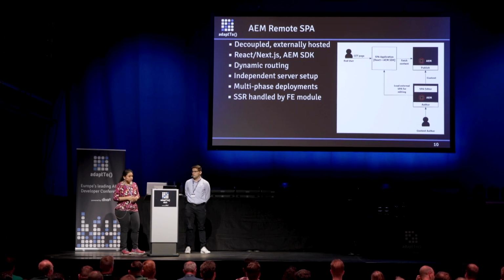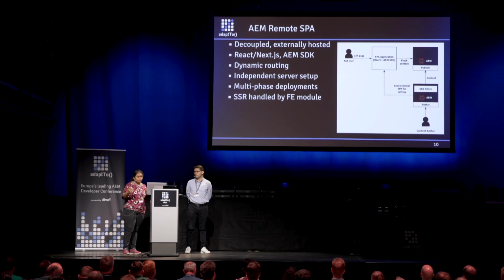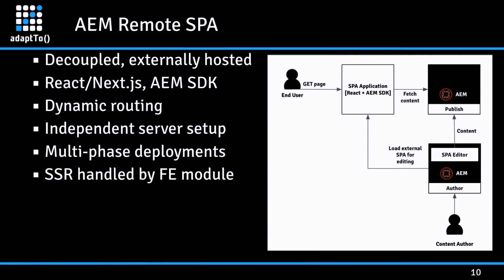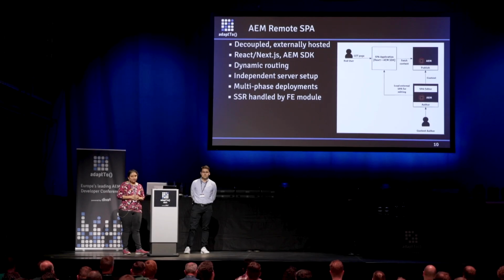In this approach, the front-end application is externally hosted. In your front-end application, you can choose React or Next.js as your choice of libraries. Remote SPA also supports dynamic routing, but you do have to configure it explicitly. You need to take care of the independent or external server setup, so there might be some costs involved with this approach, and you also have to take care of the infrastructure of the external server.